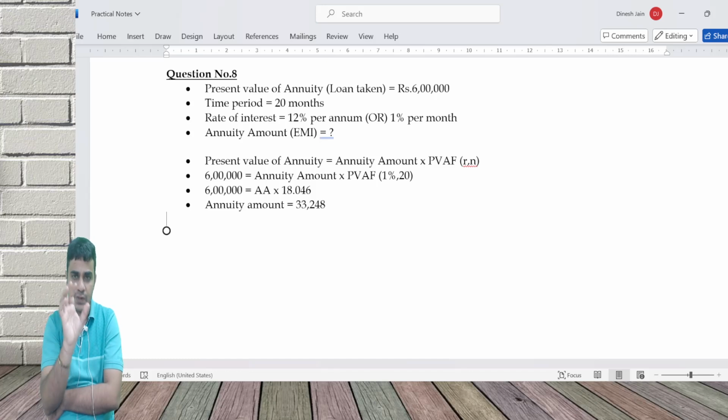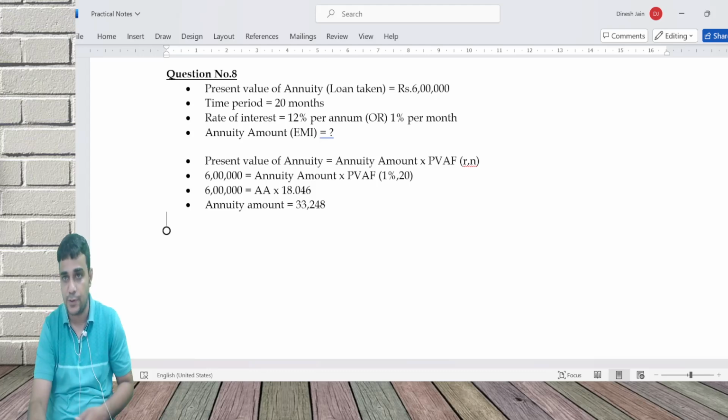Whatever number you have, do 6 lakh divided by that number which you got. It is about 33,300. So my EMI is going up by approximately 300 rupees because of this change in interest rate. This is the practical application, because whenever interest rates change, the EMI amount will change. This was a small loan, only 20 months. Practical loans are taken for 20 years, so even a small change will have a significant impact on the EMI amount. Any doubts on this? Clear? Can we proceed?